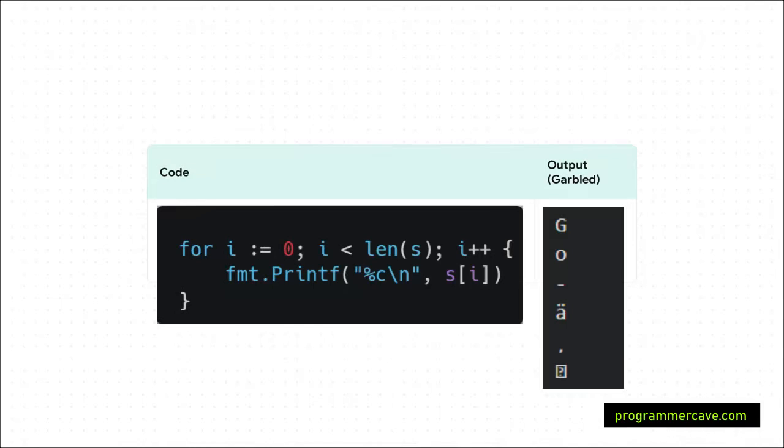It prints G, O, minus, no problem, but then it hits the 3 bytes for "she" and tries to print each one as if it were its own character, and you get this garbled mess. This is probably the most common beginner mistake in Go, so burn this into your memory.